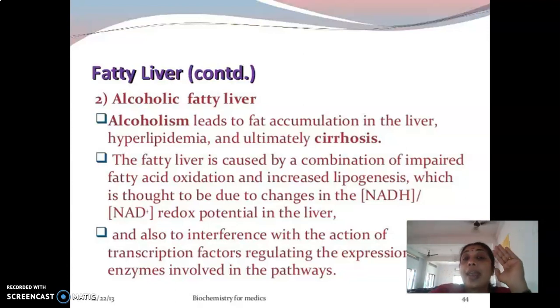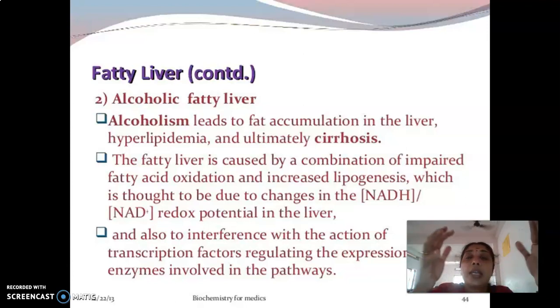So what happens? Alcohol is undergoing oxidation, so the protons have to be released. So there will be increased quantities of NADH formation. This NADH has to be converted back into NAD, but since we are consuming more and more quantities of alcohol, there will be excess quantities of NADH formation. So this NADH cannot be managed by the TCA cycle.